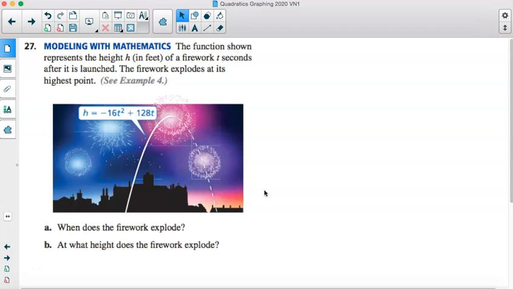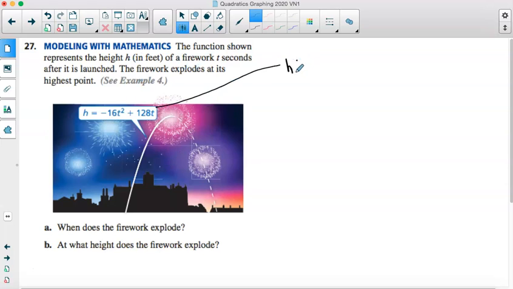Alright, so here's a couple word problems from 8.3, number 27. Take a look at this one. We've graphed in standard form, and now we're going to look at some word problems and see what we come up with. The function is given to us: h of t, or just h, equals negative 16t squared plus 128t.